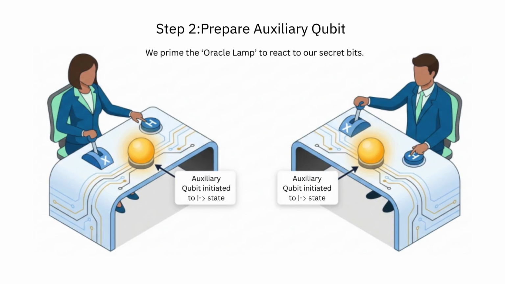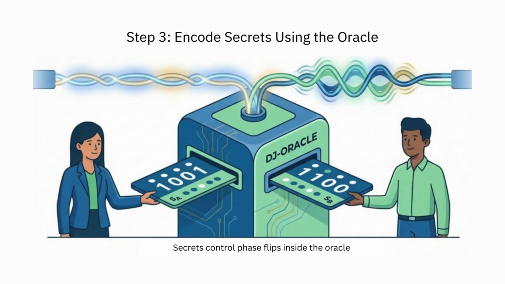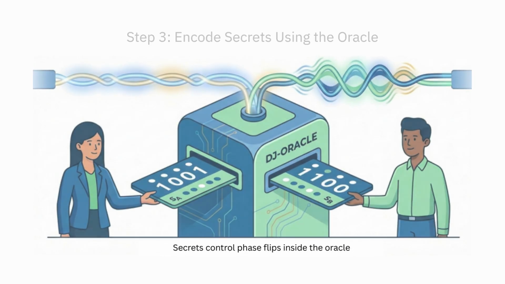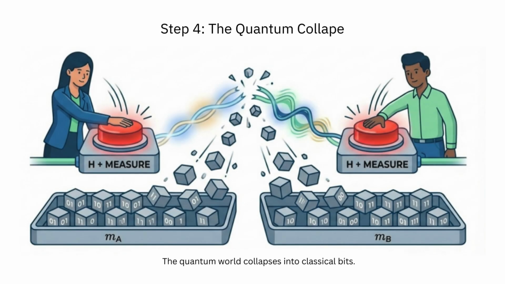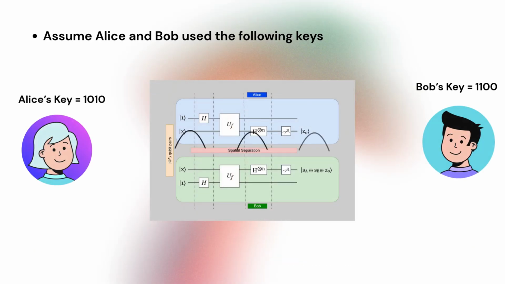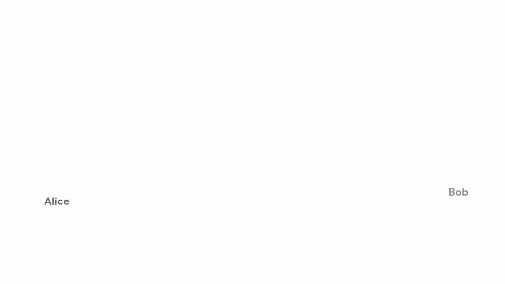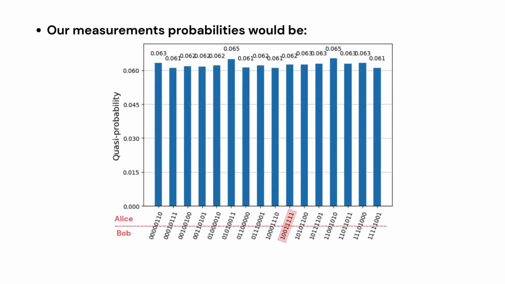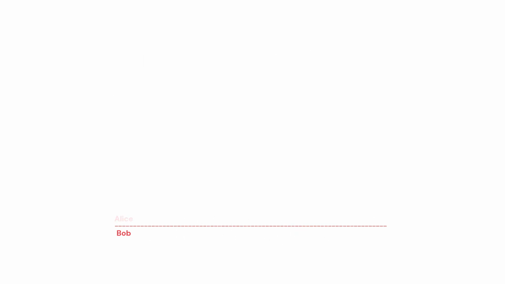The first step that both Alice and Bob do is preparing their auxiliary qubit. Then they will use the Duchess oracle function to encode their secret keys into the circuit. Once they have encoded their keys, both will measure their circuits, collapsing the entangled state. Let's assume that Alice's key was 1010 and Bob's key was 1100. In this case, the measurement probabilities consist of unique combinations of two 4-bit strings. In any given scenario, we would only observe one out of these 16 possibilities. So, for the next examples, we chose the marked measurement element.